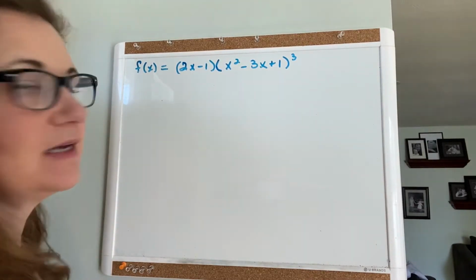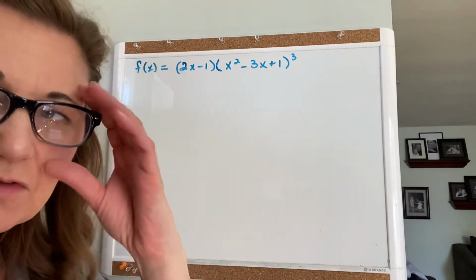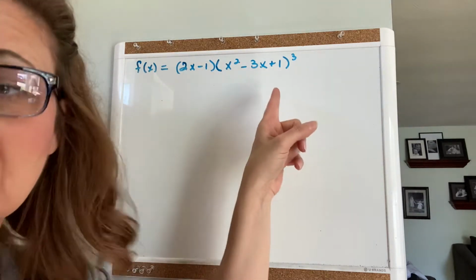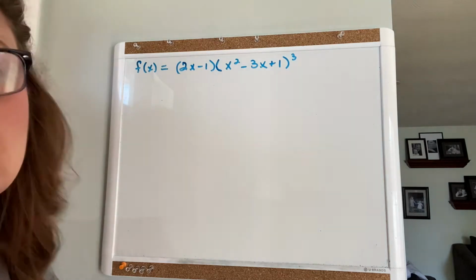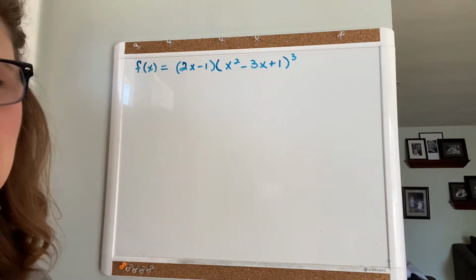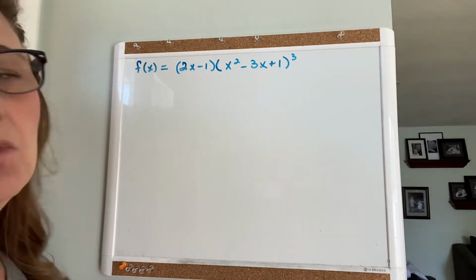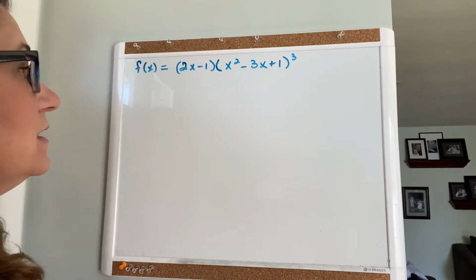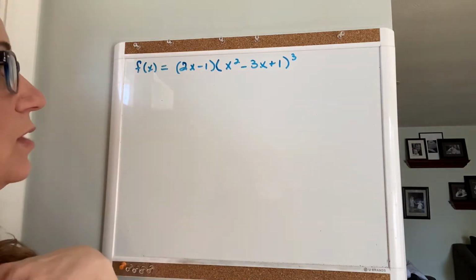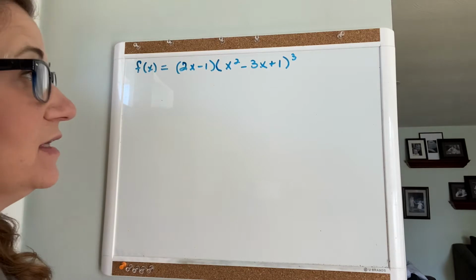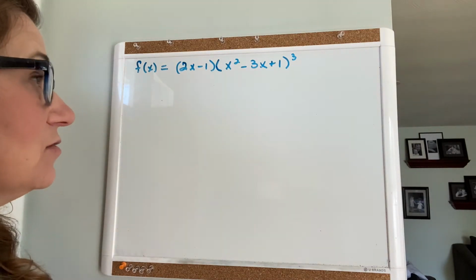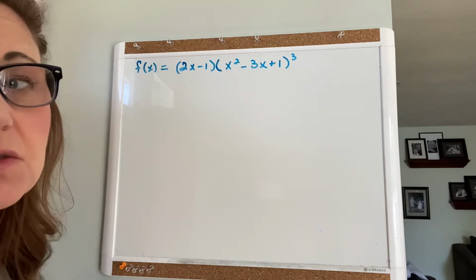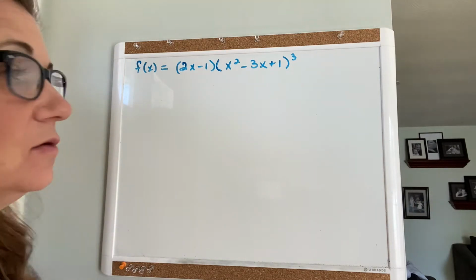Okay, here's your next example. If you've been watching them in order, you notice I erased the fact that this is the chain rule because I need more board space. This is where the problems are going to become a little bit longer, more work to be done. So if I give you this function, 2x minus 1 times x squared minus 3x plus 1 all to the third power, I need you to start recognizing when you have multiple rules combined in one single problem.